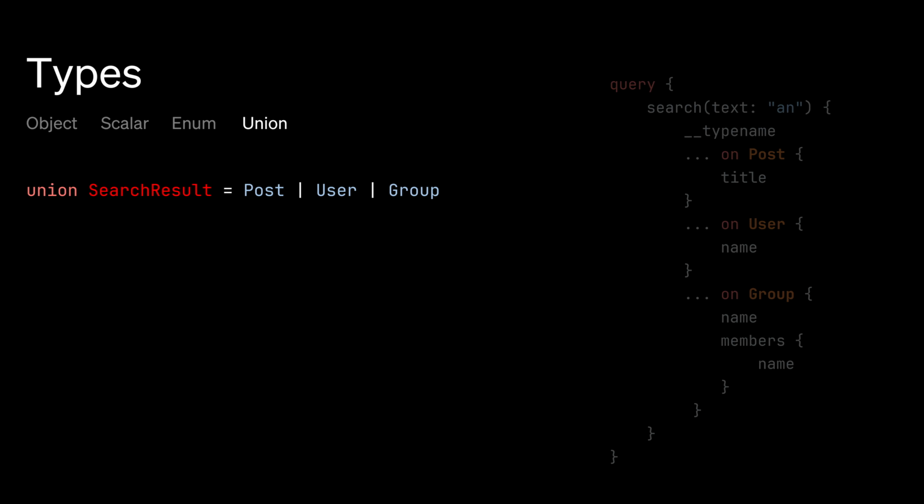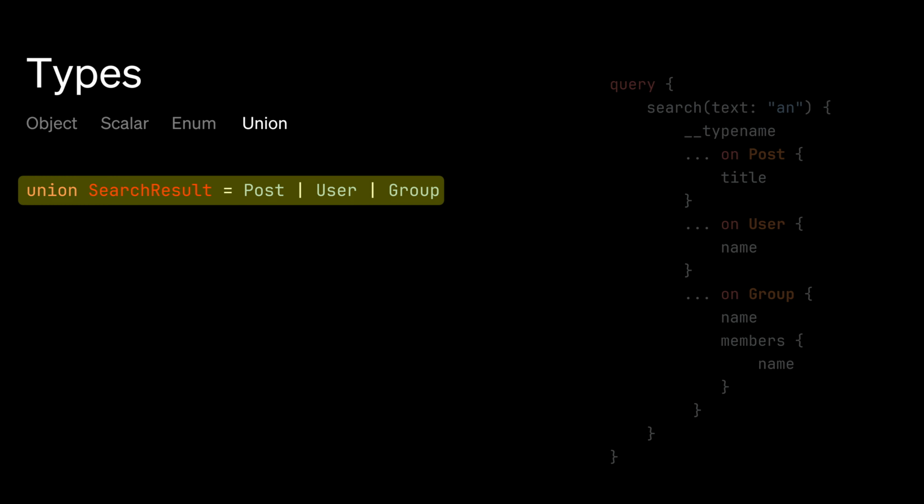And then lastly, we're going to be looking at union types. So that's a type that may be one of another type, one of a couple different other types. So this one is called search result.